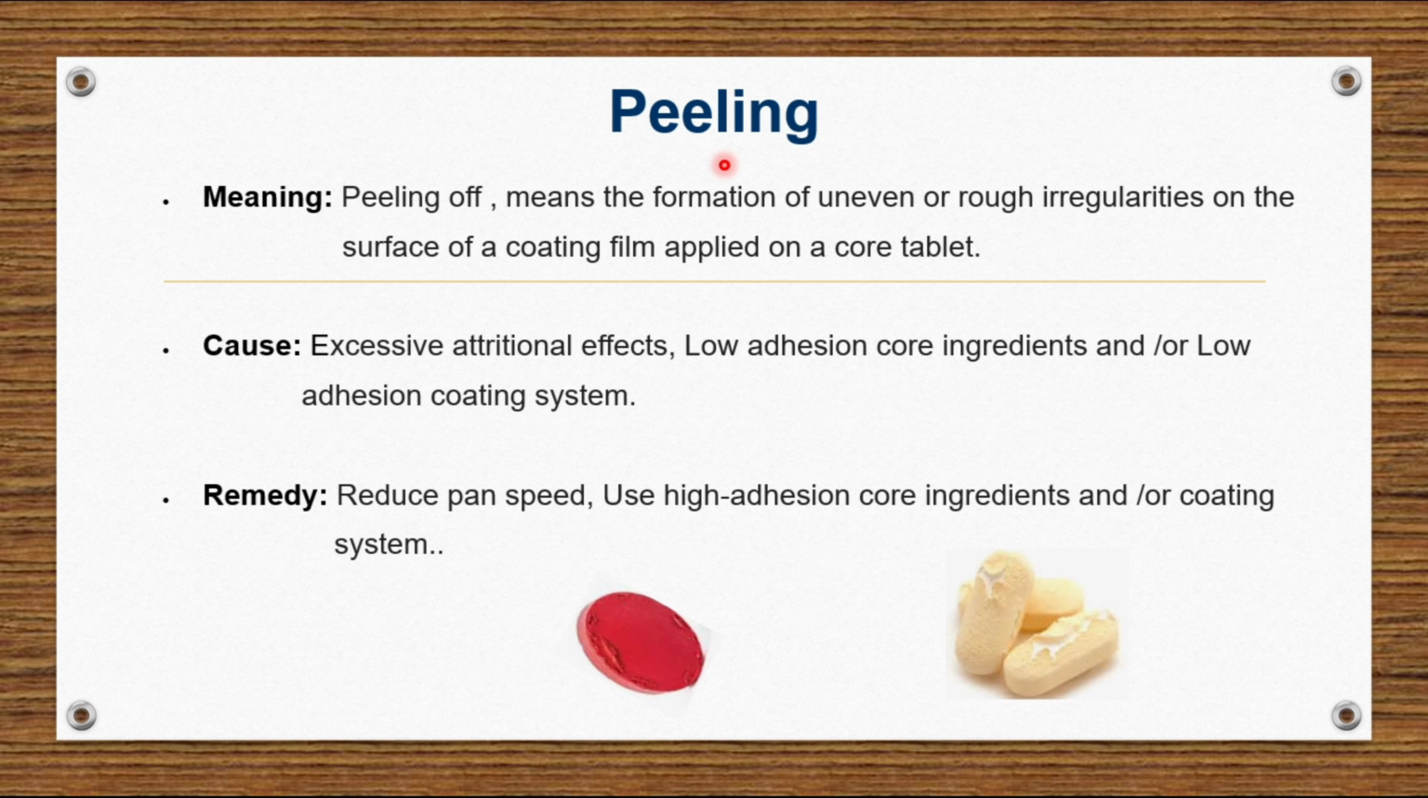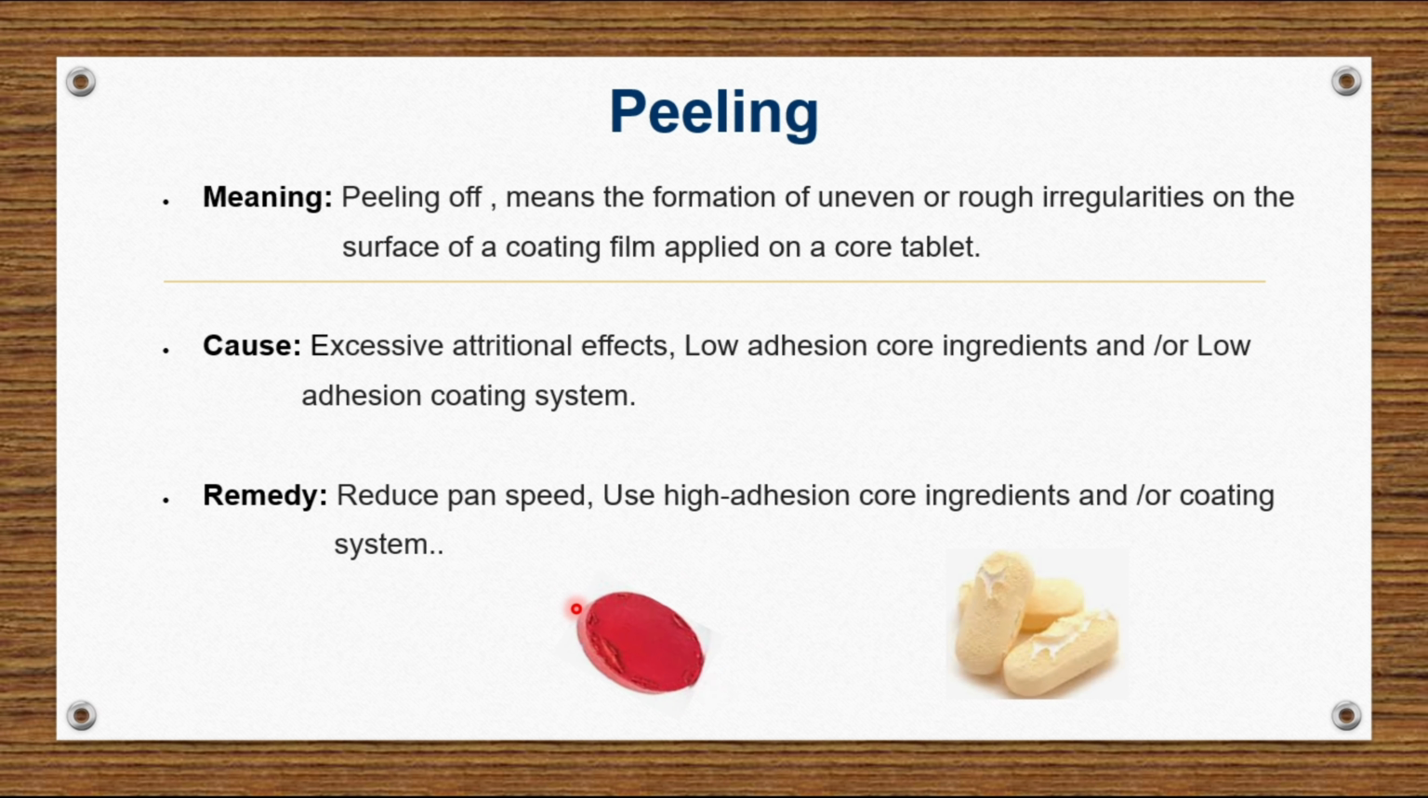Peeling. What is the meaning of peeling? Peeling off means the formation of uneven or rough irregularities on the surface of the coating film applied on a core tablet. What is the cause? Cause is excessive attritional effects, low adhesion of core ingredients and/or low adhesion coating system. What is the remedy? Reduce the pan speed, use high adhesion core ingredients and/or coating system.